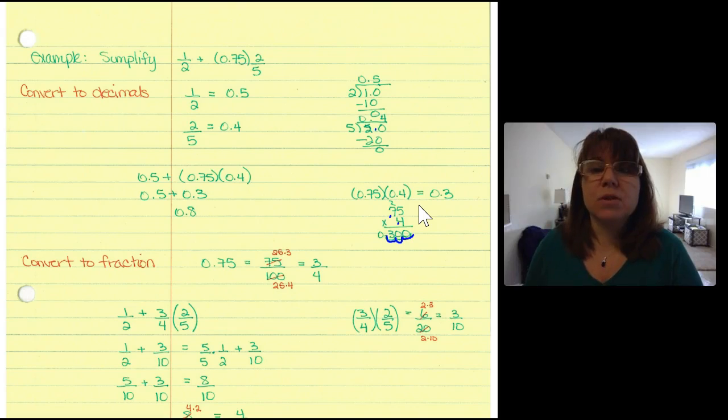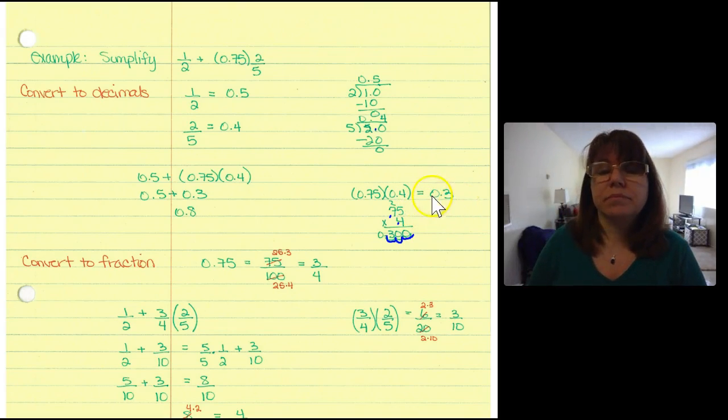0.75 times 0.4 equals 0.3. My problem now becomes 0.5 plus 0.3. Therefore, my solution is 0.8.